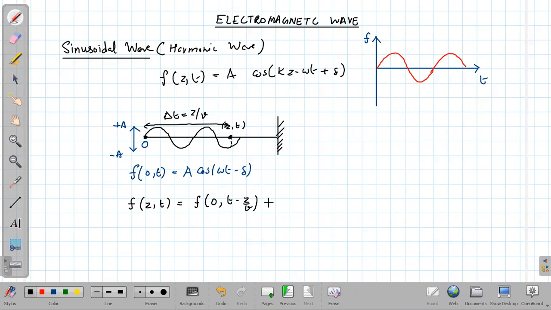So therefore, f of z, t I can write as follows. The functional form of the wave at location 0 at time t is this, so I can just replace t with t minus z by v. So this becomes A cos omega times t minus z by v, minus delta.